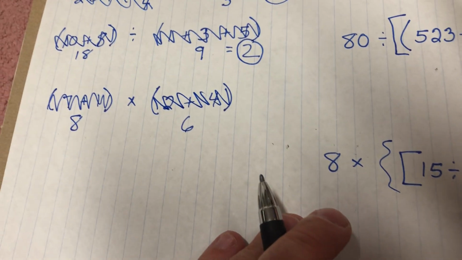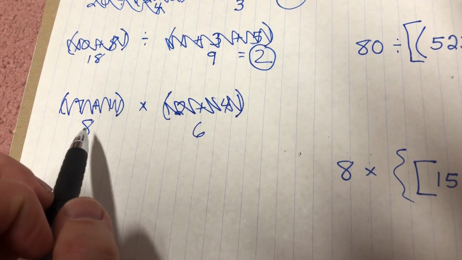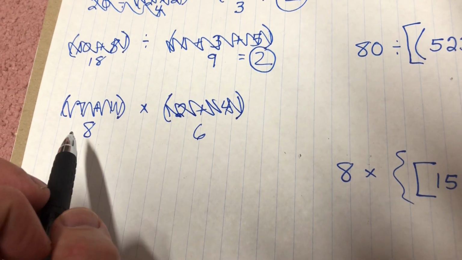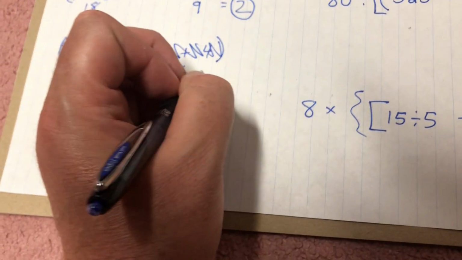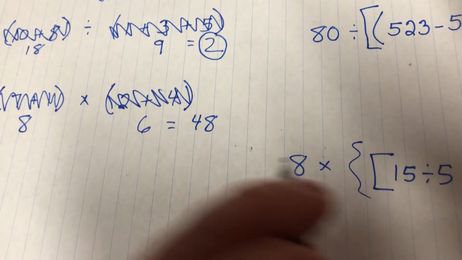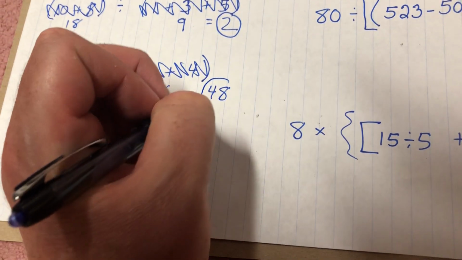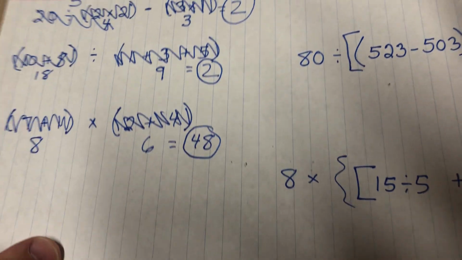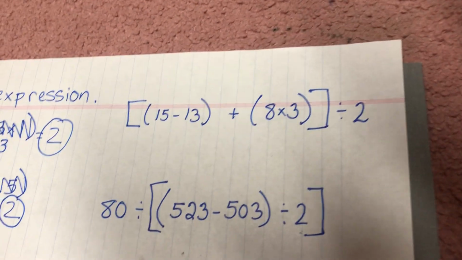So I go ahead and clear those parentheses. That leaves us with 8 times 6. Well, 8 times 6 equals 48. Our final answer for this example is 48. Moving right along.